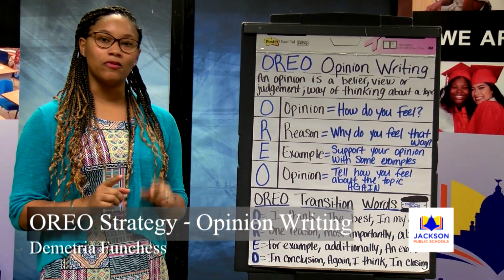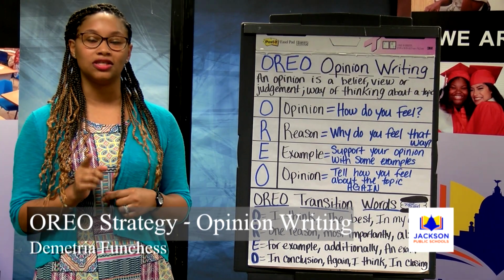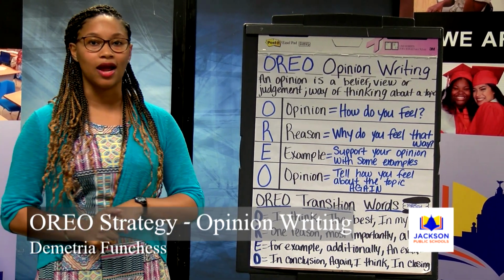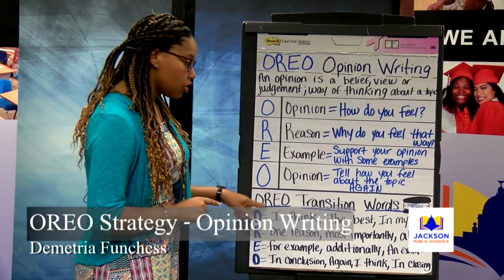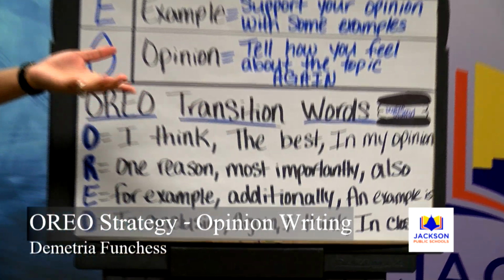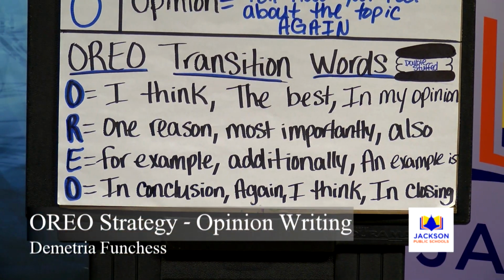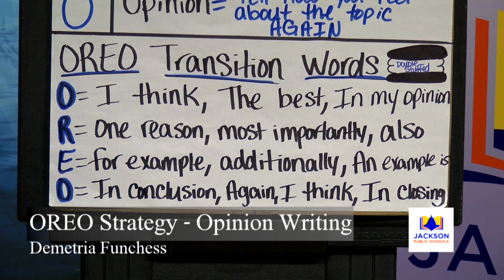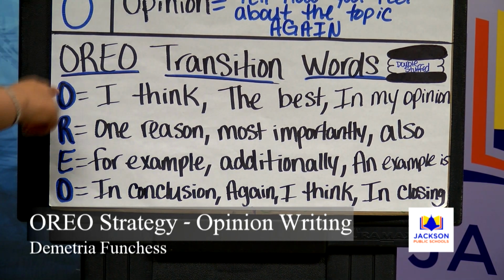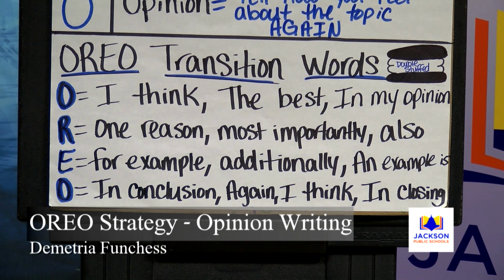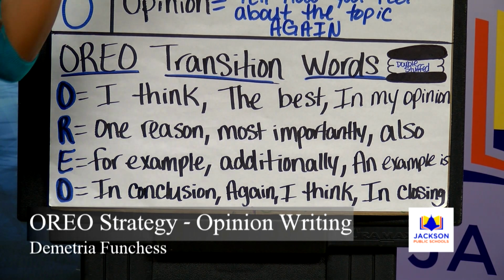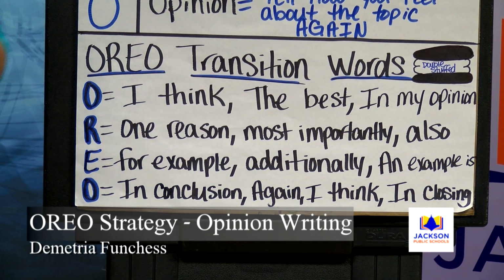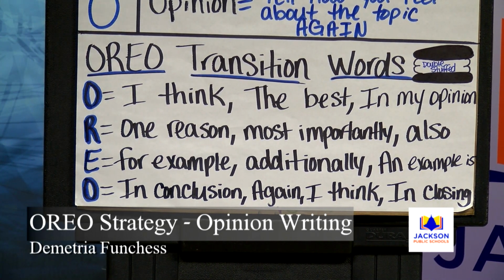In our writing, we like to use transition words, and that's a very important step in the writing. So there are some Oreo transition words that I've jotted down just to help you know how to transition from one stage of the writing into the next. When you're first writing your opinion, for the O here, you can start with some things like, I think the best part of something is, or in my opinion.